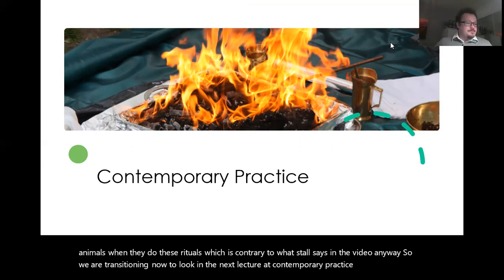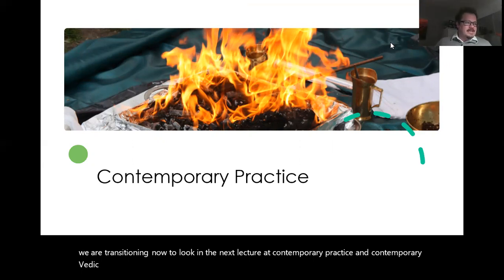Anyway, we are transitioning now to look in the next lecture at contemporary Vedic practice. So like I said, at the end of Altar of Fire, Staal suggests that these rituals have died out and they may never be performed again.